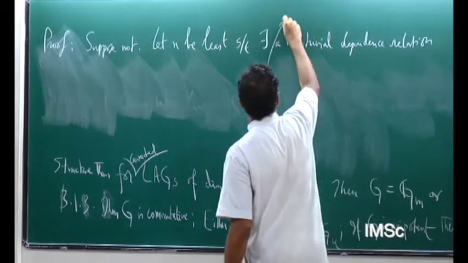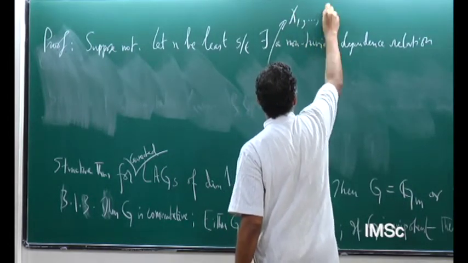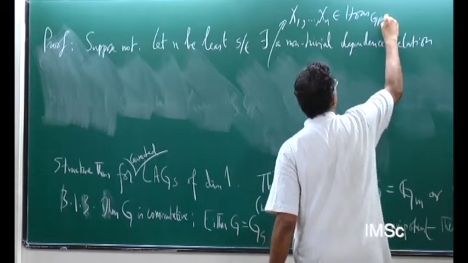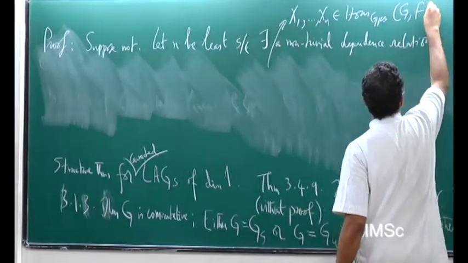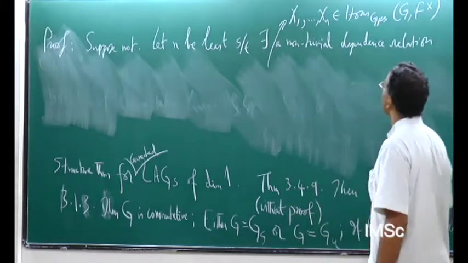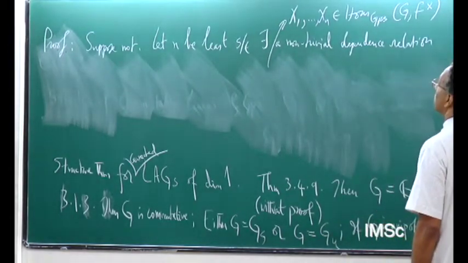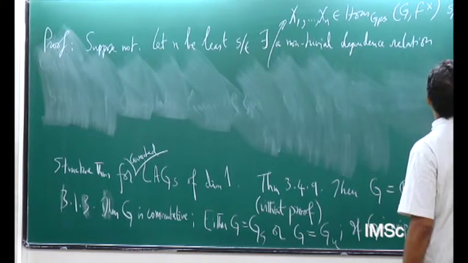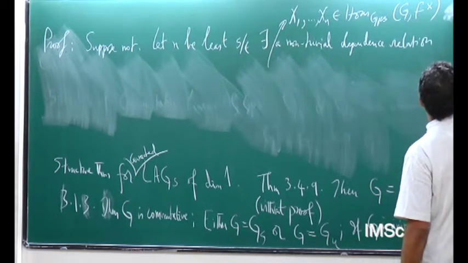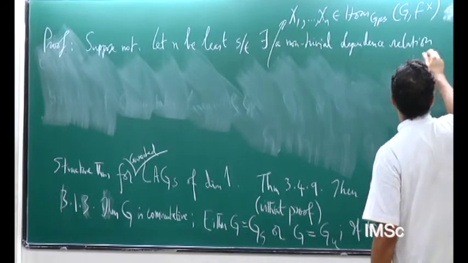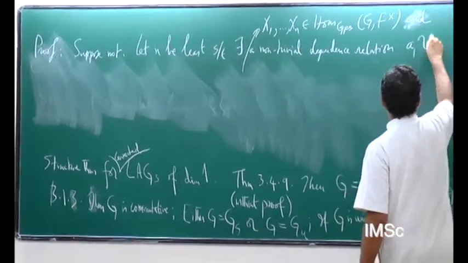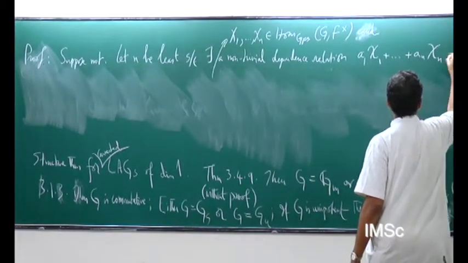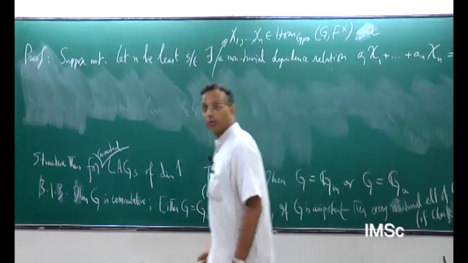There exist chi1, ..., chi-n in Hom(G, F*). These are characters, group homomorphisms from G to F star, such that there exists a non-trivial relation a1 chi1 plus ... plus an chi-n equal to 0. Non-trivial means not all ai are 0.